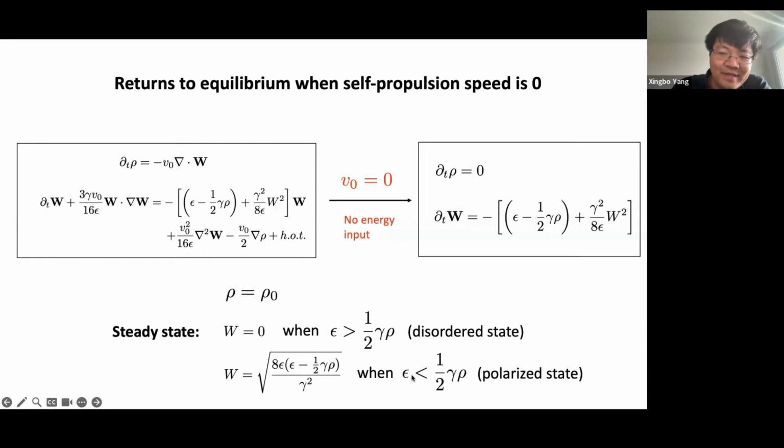And this happens when your density or alignment overwhelms noise. So this gives you a flavor of how you can use those field theories to predict those phase transitions. If you add back the cell propulsion, you get a zoo of patterns, which I will be describing next.